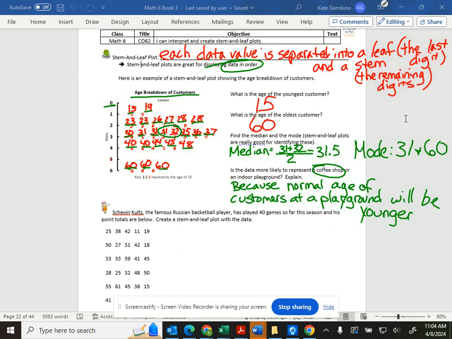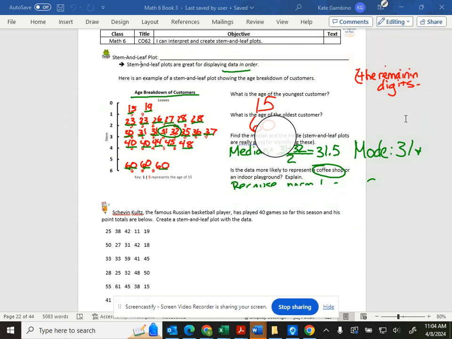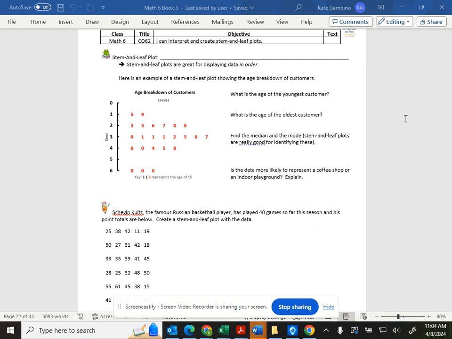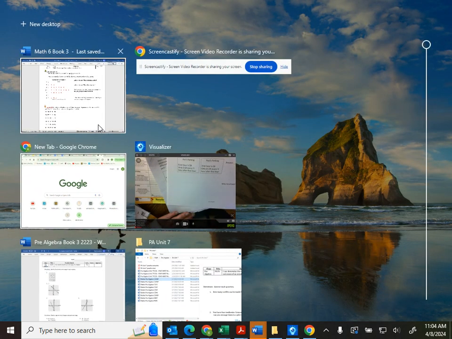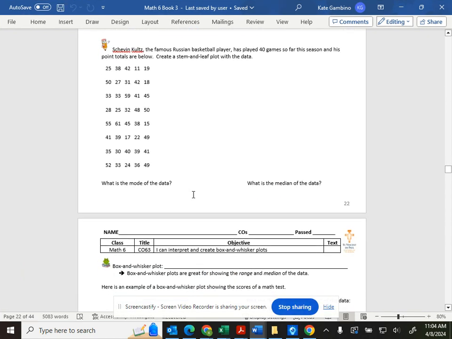So let's look at the bottom of our page. Shevin Kultz, the famous Russian basketball player, has played 40 games so far this season, and his point totals are below. Create a stem and leaf plot with the data. And then we're going to answer the questions at the bottom.